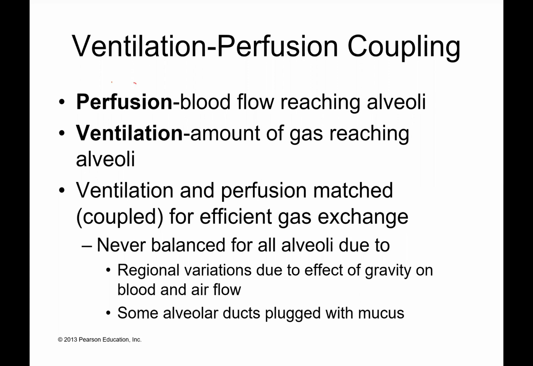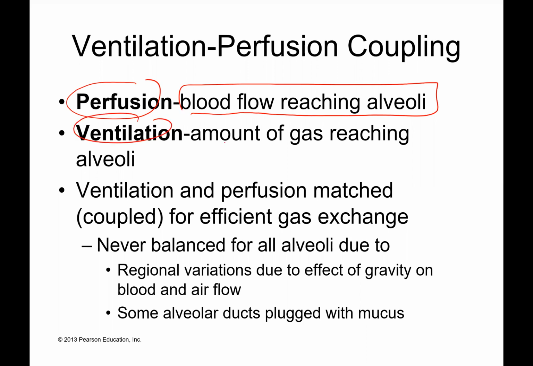Okay, the perfusion is the amount of blood flow reaching the alveoli through those pulmonary capillaries. So how much blood are we actually getting to the alveoli? And then the ventilation part is the amount of gas reaching the alveoli, right? Because as all this stuff is coming in, you've got fluid coming in, which is the blood part, and then you have gases coming in, which is your oxygen and CO2 part. So perfusion would be the blood flow part, and ventilation would be the gas part.